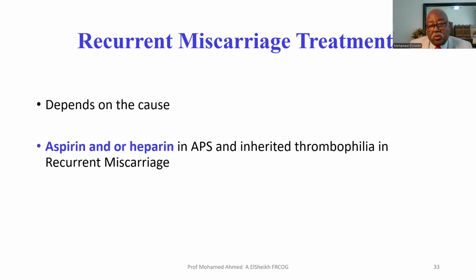The one we can treat well is antiphospholipid syndrome, an inherited thrombophilia causing recurrent miscarriage. Treatment here is aspirin and/or heparin, all through pregnancy until about 2 to 3 weeks before the expected date of delivery, and then you stop it. Progestogens or progesterone are controversial to give in recurrent miscarriages. It means that it is not of proven value. Not only that, what has been shown is that it has no effect.